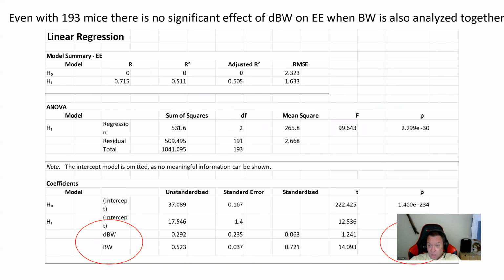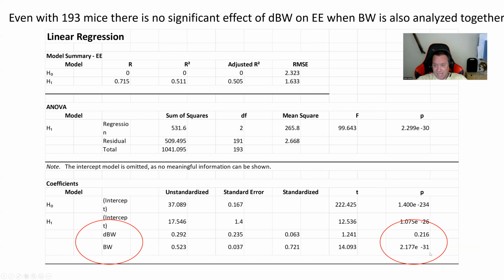And then we can look and see, and this is a linear regression model because we have no categorical variables. We've included body weight in the system, and body weight has a p-value of 2 × 10⁻³¹. So it's hugely significant as a predictor of energy expenditure. But even with 193 mice, we do not have effects of delta body weight on energy expenditure. So it is empirically not predicting the energy expenditure of the mice once the mice have been corrected for body weight as well. So essentially the metabolic rate is not being affected over 21 hours by this weight loss.